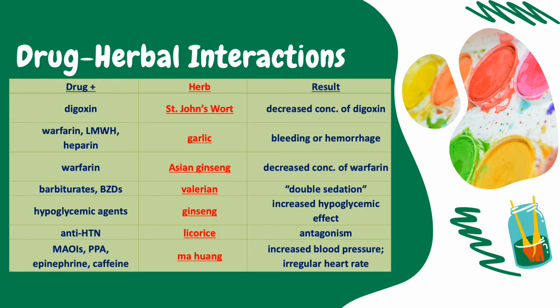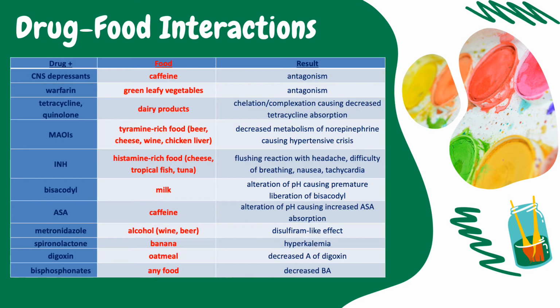Antihypertensives, when given with licorice, can produce antagonism. Monoamine oxidase inhibitors, phenylpropanolamine, epinephrine, and caffeine, when given with ma huang, can result in increased blood pressure and irregular heart rate. The next type of drug interaction is between drug and food.